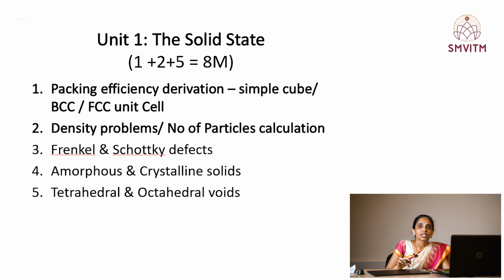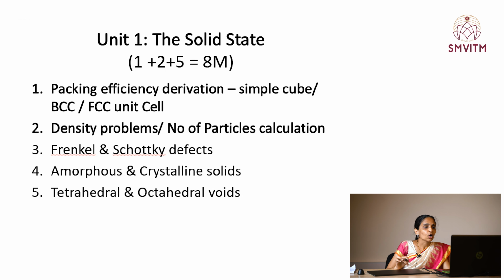For BCC, there is an additional particle at the center of the body. So that makes the total count 2. And for FCC, 1 by 8 into 8 at the corners. And also there are how many particles at the face centers? There are 6. Contribution of each particle towards a unit cell is half. So 6 by 2, plus 8 by 8. That will give you 4. You know it very well.